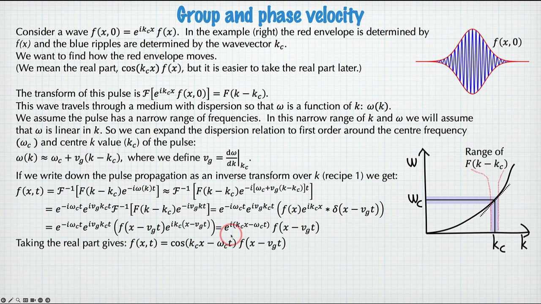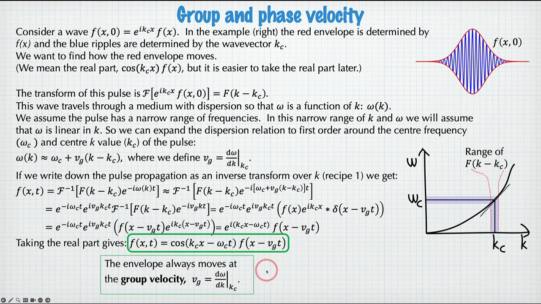Taking the real part of this, what we get is that f of x and t has a cosine term out the front. This is our carrier frequency, our ripples, and then we have our envelope here. The envelope we can see is propagating along at a speed Vg. That's our group velocity. The ripples underneath, the carrier frequency, well, they have a speed omega c divided by kc, and that will be our phase velocity. So this expression here encapsulates all the results that we're looking for.